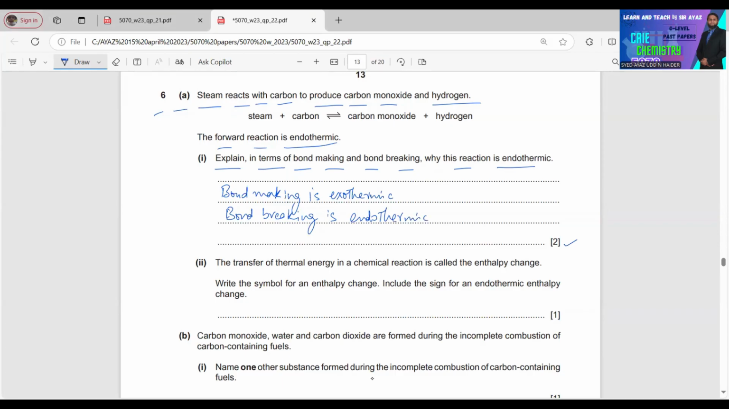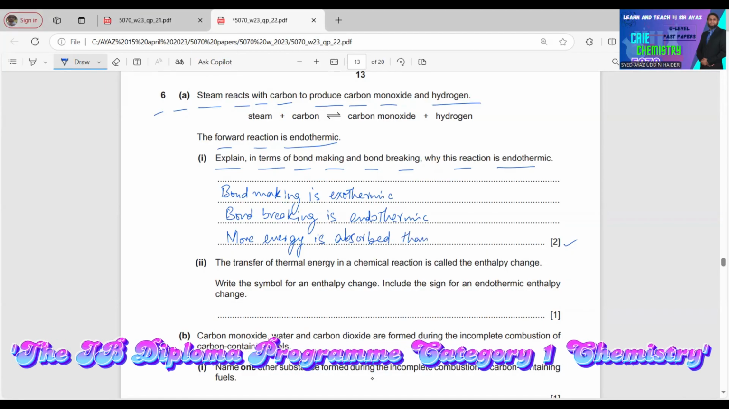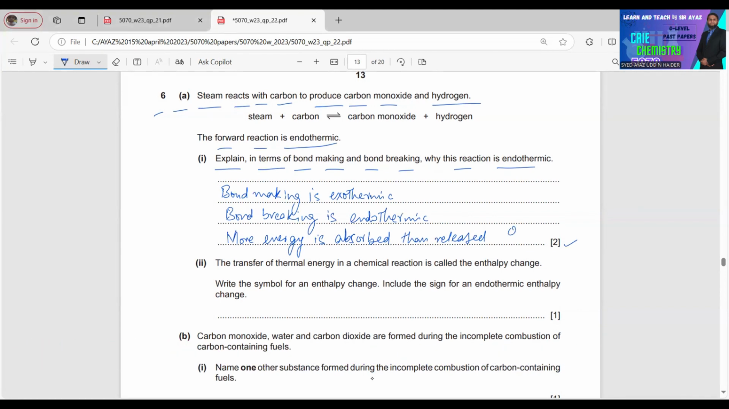Now the reaction is endothermic, which means more energy is absorbed than released. You have the reverse argument for this statement, like less energy is released than absorbed.